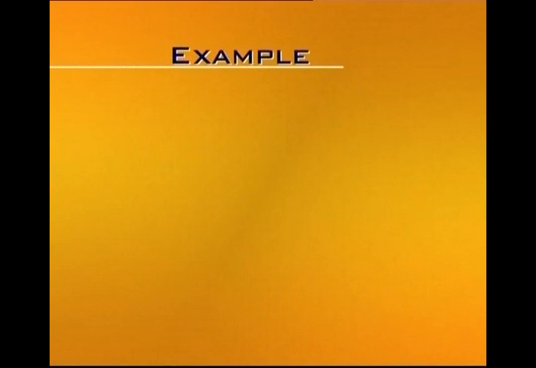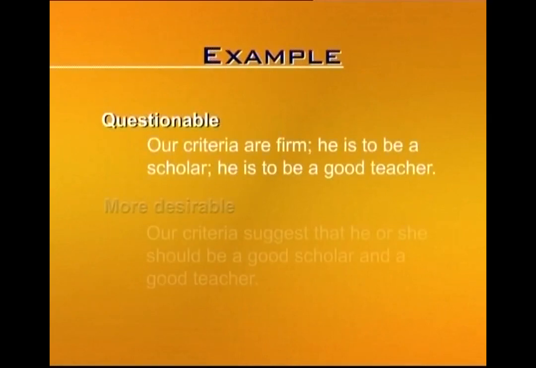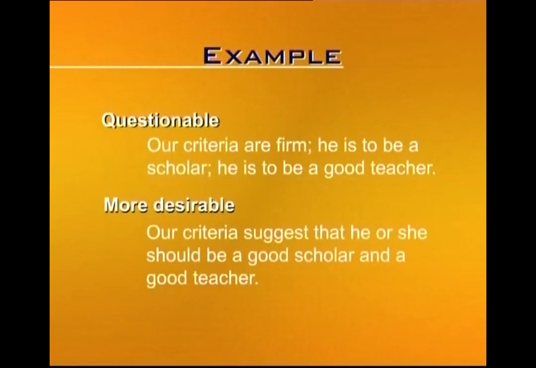Another example would be our criteria are firm. He is to be a scholar. He is to be a good teacher. Again, here we're talking only in terms of men, and obviously it can be women as well who would be scholars. So it would be more desirable to say something like, our criteria suggest that he or she should be a good scholar and a good teacher.